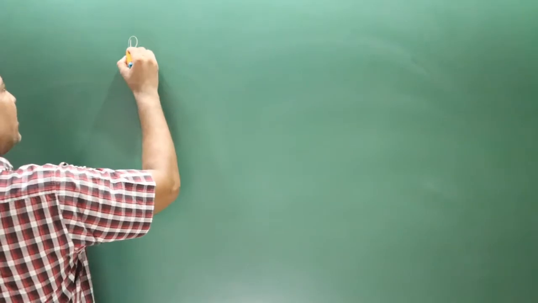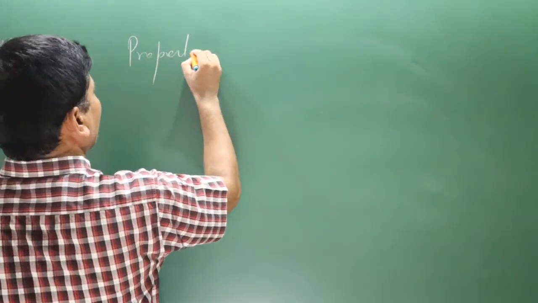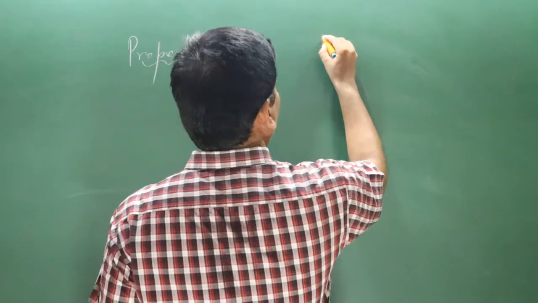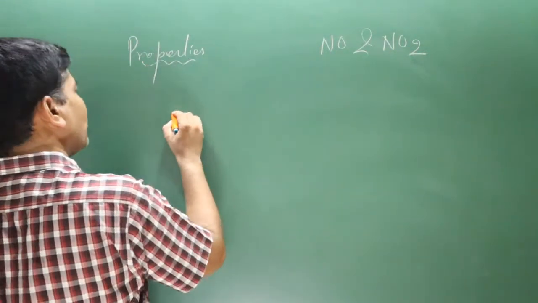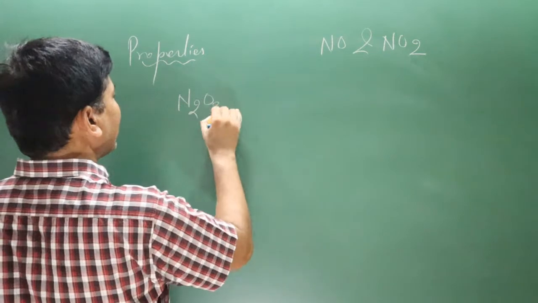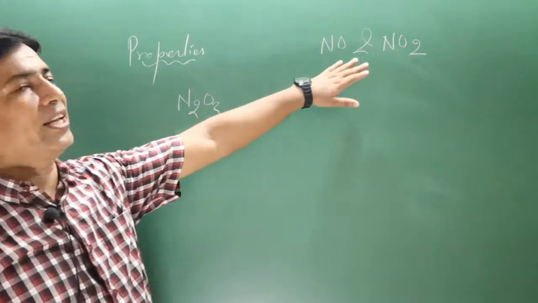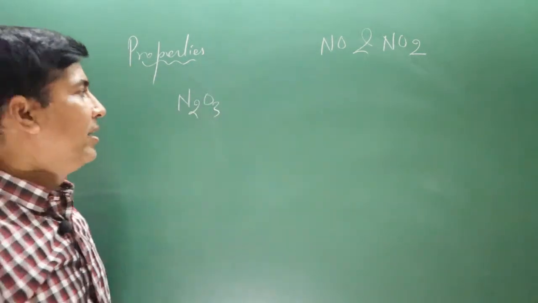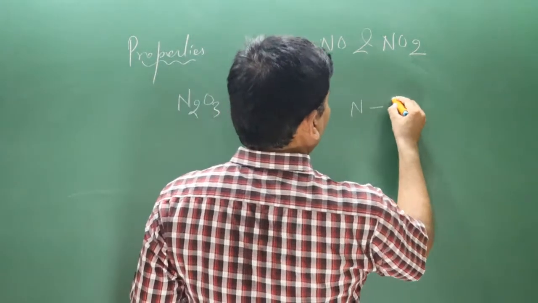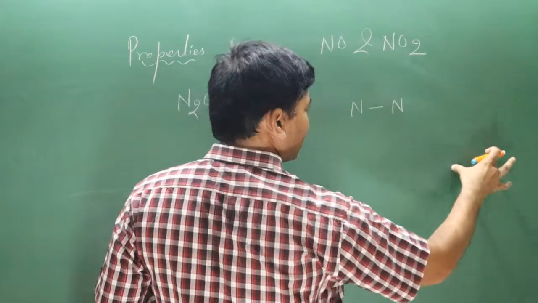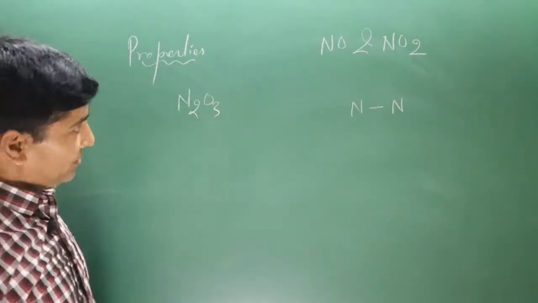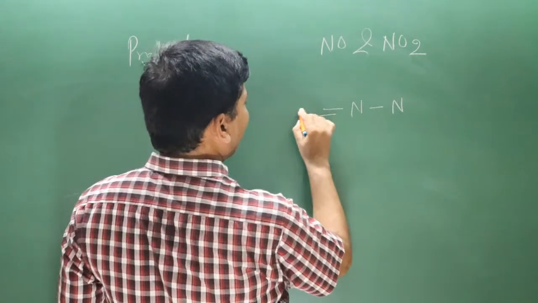Next we have properties. As we have learned in the preparation reaction of dinitrogen trioxide, it is the combination of nitric oxide and nitrogen dioxide. When we talk about the structure of N2O3, it is the combination of the structures of 2 molecules. Both are combined by a nitrogen bond. This side we will have the structure of nitric oxide and this side we will have the structure of nitrogen dioxide. One oxygen is there, double bond oxygen is there.